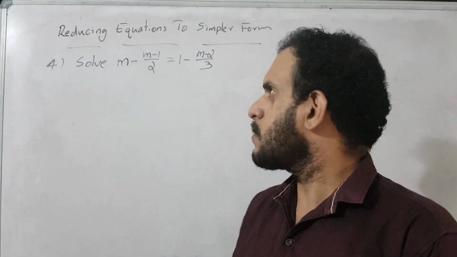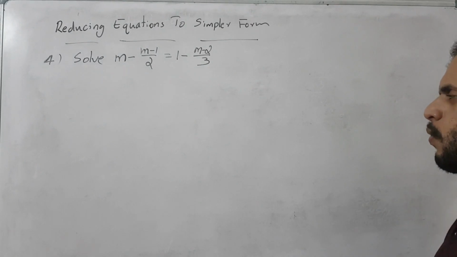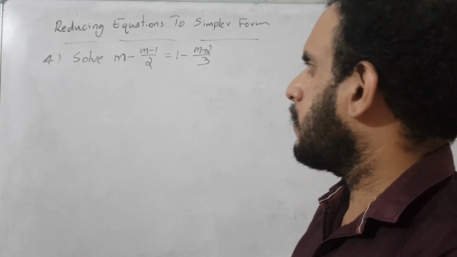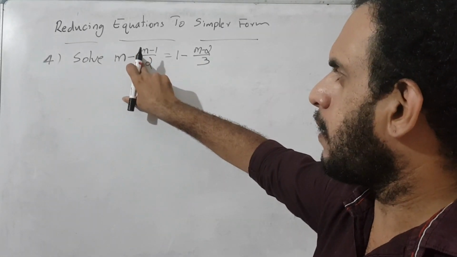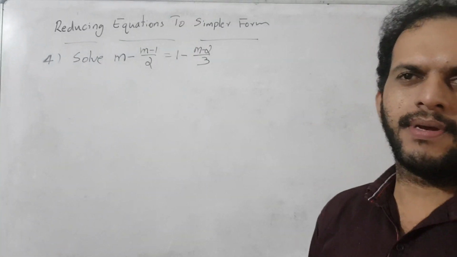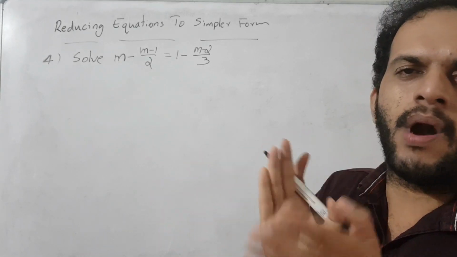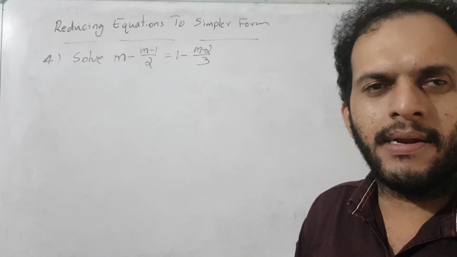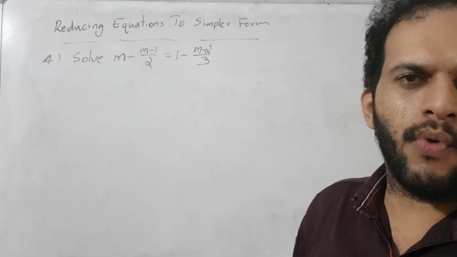The next one is in the form of solve: (m minus 1) by 2 is equal to 1 minus (m minus 2) by 3. Here also we commonly divide the terms containing the variable and the non-containing terms. Here it is not possible to take the variables to one side first. It is not possible to transpose variables to one side and non-containing terms to the other side at a time. Correct? Before that we need some work.